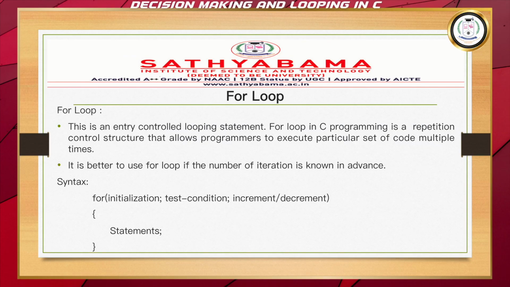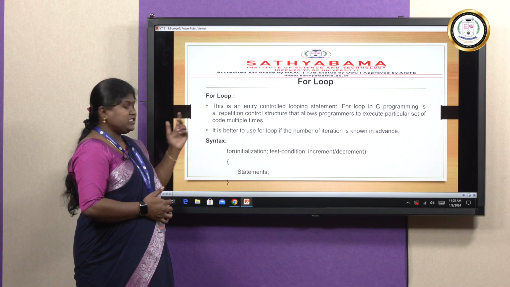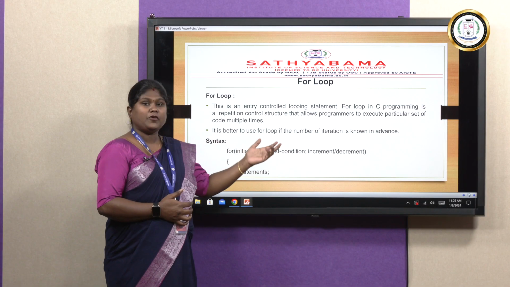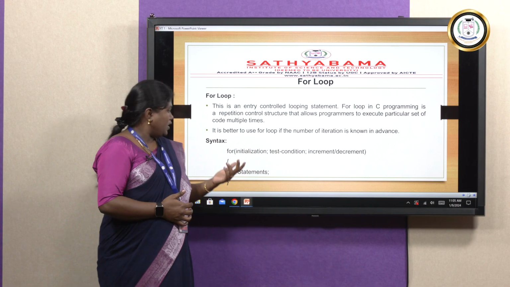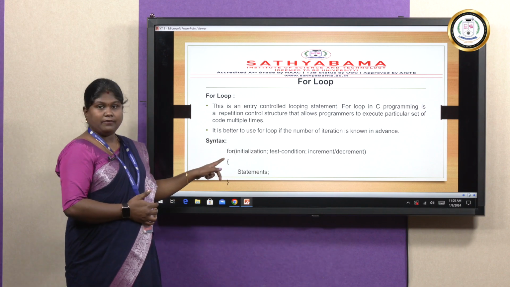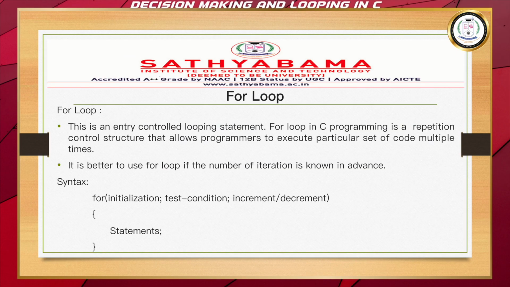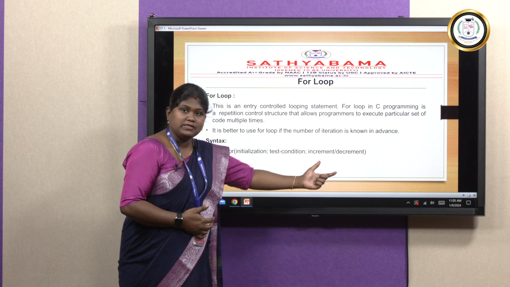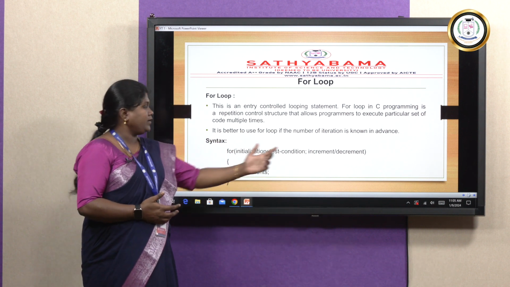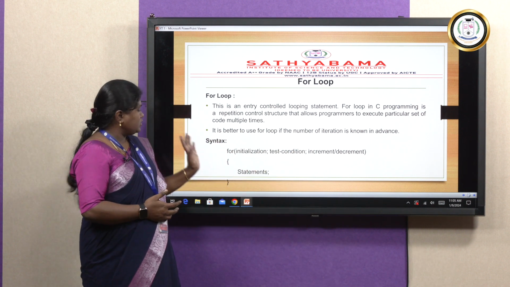Now it's the for loop. It's an entry control loop, and it is better to use the for loop if the number of iterations is known in advance. This is the syntax. We have the keyword for and three fields here. One is initialization, where you initialize the variable, then a condition, and you can place an increment or decrement operator here, and you have a block.